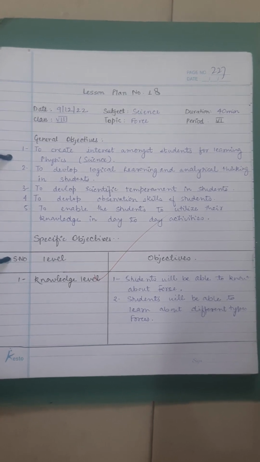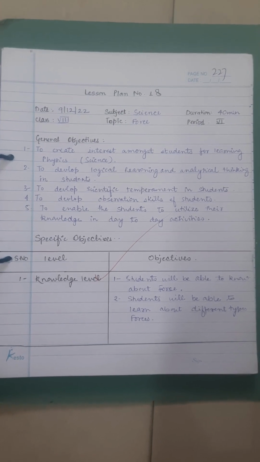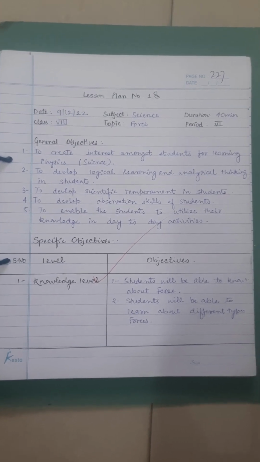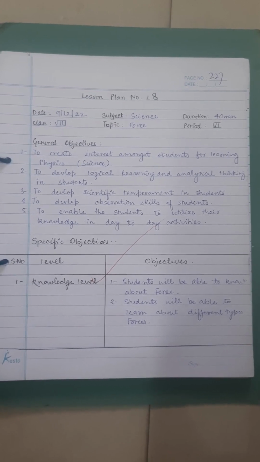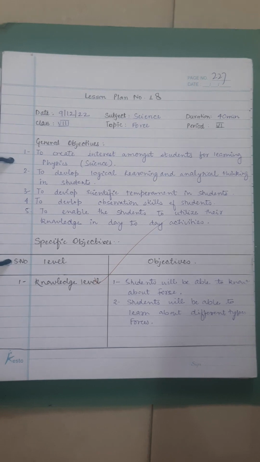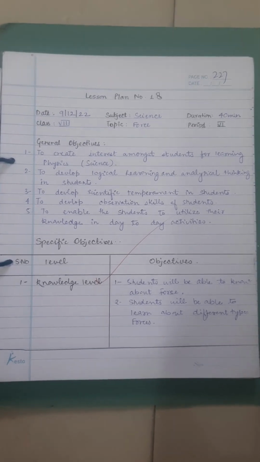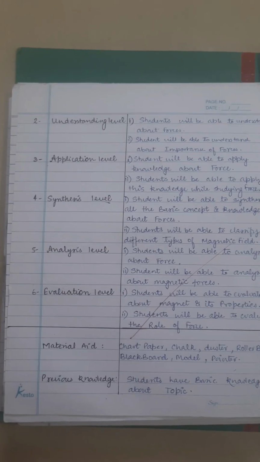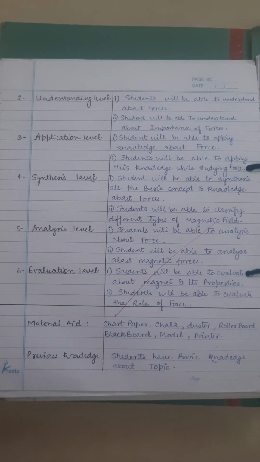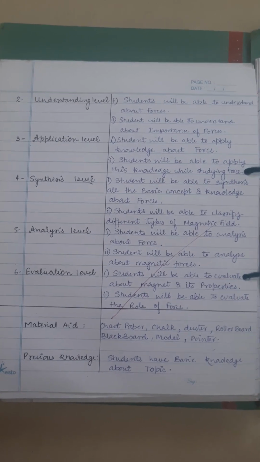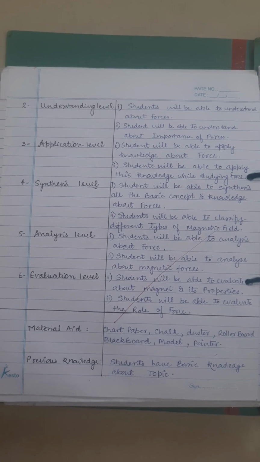These are the 5 points you have to write in the general objective. Basically you have to cover logical reasoning, analytical thinking and skills, activities, and observation skills of students. Then you have to write specific objectives having 6 levels. First is knowledge level, then second understanding level, third application level, fourth is synthesis level, fifth is analysis level and sixth is evaluation level. Each one of them has two objectives.